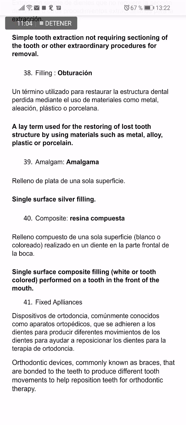Orthodontic devices, commonly known as braces, that are bonded to the teeth to produce different tooth movements to help reposition teeth for orthodontic therapy. Última vez: orthodontic devices, commonly known as braces, that are bonded to the teeth to produce different tooth movements to help reposition teeth for orthodontic therapy.